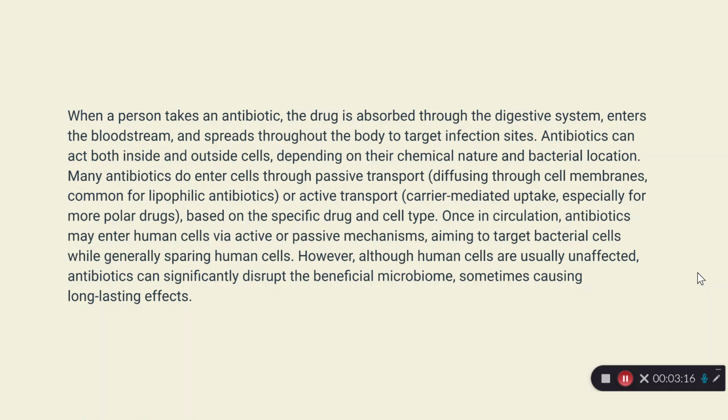When a person takes an antibiotic, the drug is absorbed through the digestive system. It enters the bloodstream and spreads throughout the body to target infection sites. Antibiotics can act both inside and outside cells, depending on their chemical nature and bacterial location. Many antibiotics do enter cells through passive transport, diffusing through cell membranes, common for lipophilic antibiotics, or active transport, carrier-mediated uptake, especially for more polar drugs.